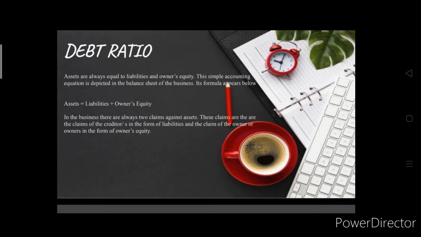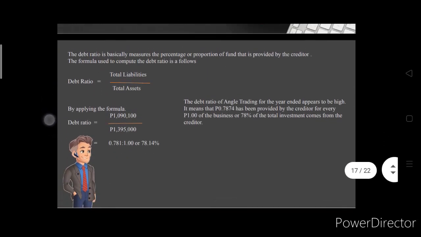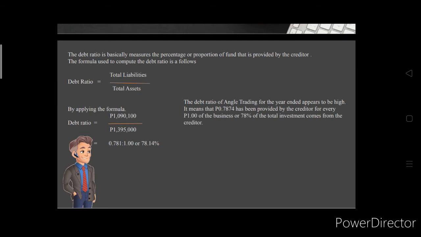In the business, there are always two claims against assets. These claims are the claims of the creditors in the form of liabilities, and the claim of the owner in the form of owner's equity. The debt ratio basically measures the percentage or proportion of funds that is provided by the creditor. The formula used to compute the debt ratio is equivalent to the total liabilities all over the total assets.